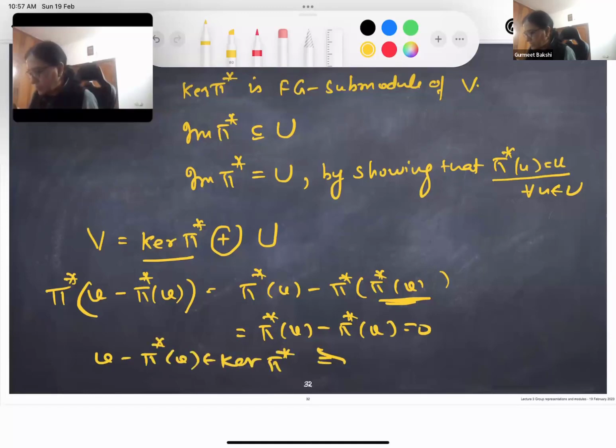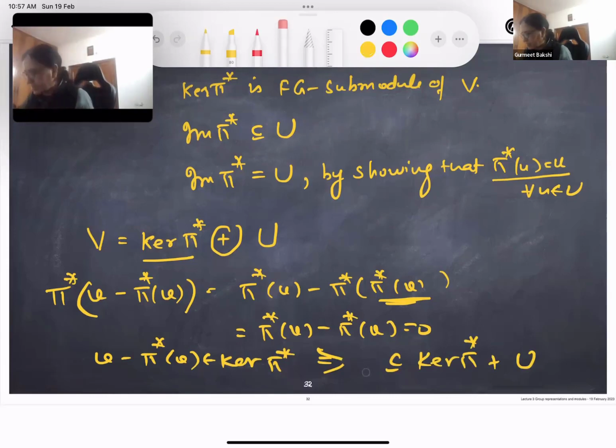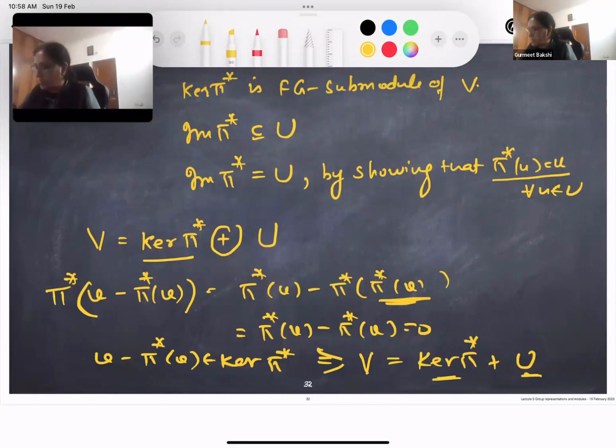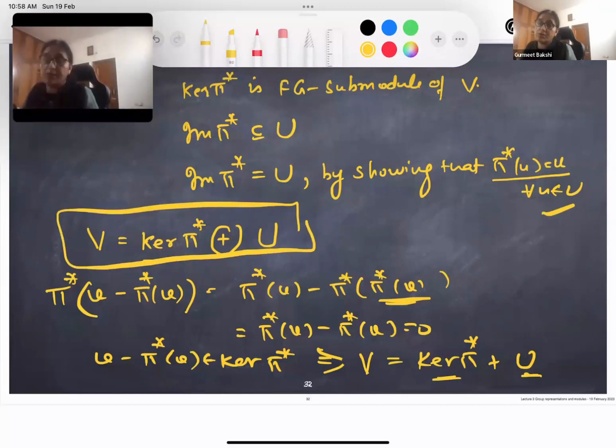And so V is contained in the kernel of pi star plus U, and therefore you will have the equality. Maybe my V and U are looking the same, and I apologize for that. If there is any confusion, you can raise your hand and ask. And the direct sum, you can prove that there is nothing in the intersection of these two because of this property, and therefore it's a direct sum of FG submodules. Therefore, you have produced another FG submodule, which is a complement.